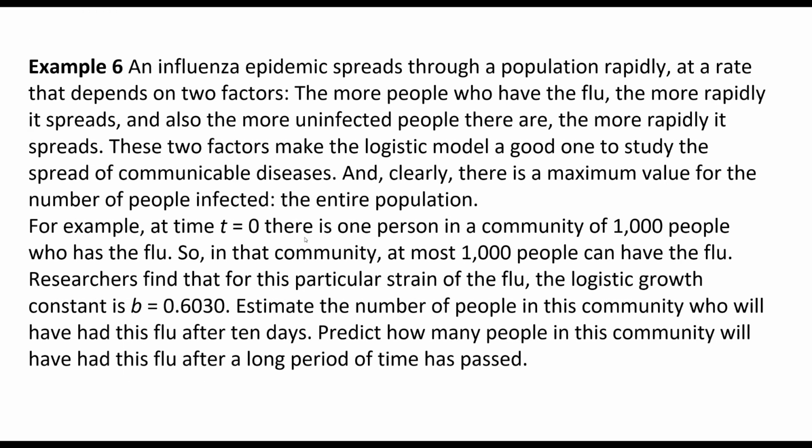An influenza epidemic spreads throughout a population rapidly at a rate that depends on two factors. The more people who have the flu, the more rapidly it spreads, and also the more uninfected people there are, the more rapidly it spreads. These two factors make the logistic model a good one to study the spread of communicable diseases. And clearly there is a maximum value for the number of people infected, the entire population.